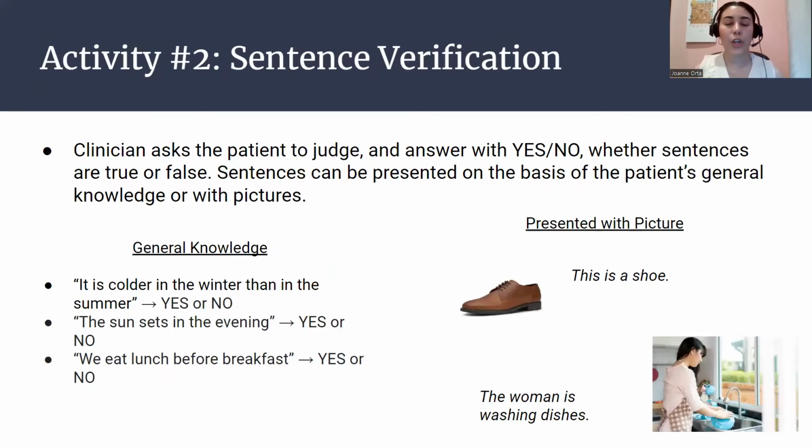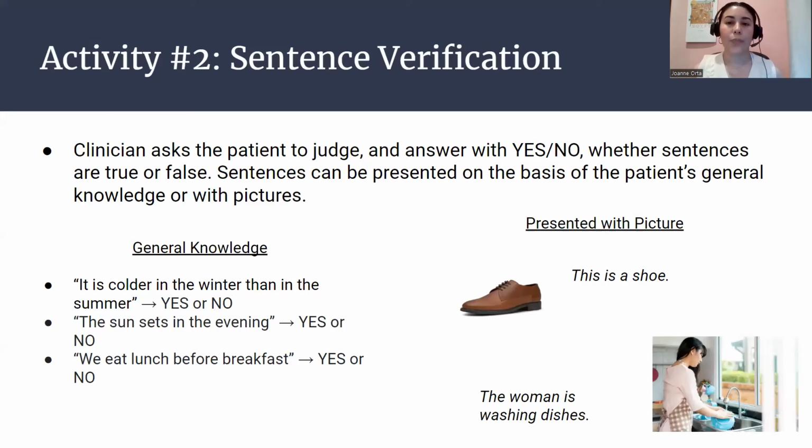The second activity we could use to target this particular short-term goal includes sentence verification. And for this activity, the clinician asks the patient to judge a specific sentence and then answer with a yes or a no whether that sentence is true or false. Now, sentences can be presented on either the basis of a patient's general knowledge or alongside pictures.